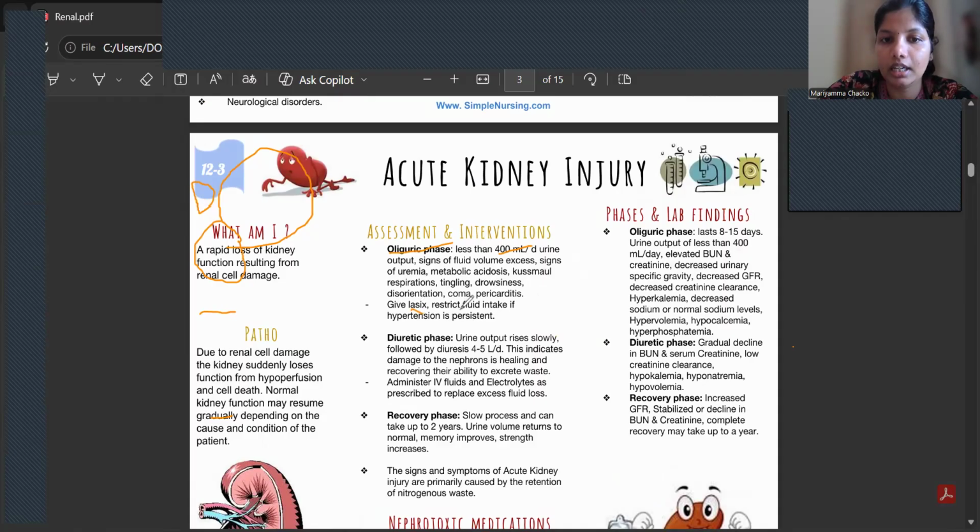Restrict fluids. Oliguric phase means fluid output is less, so the body is overloaded. So we need to restrict the fluid. That is important. That's the management.